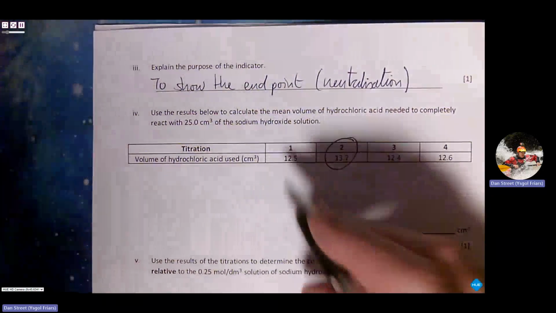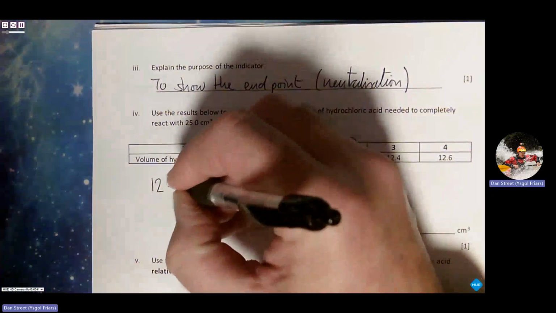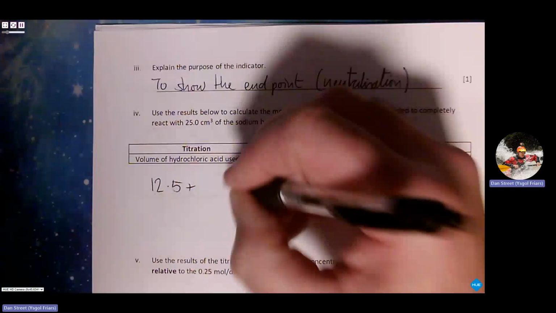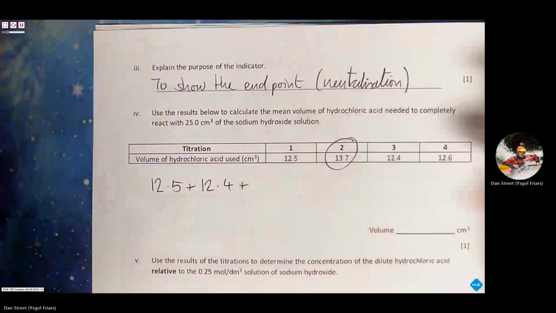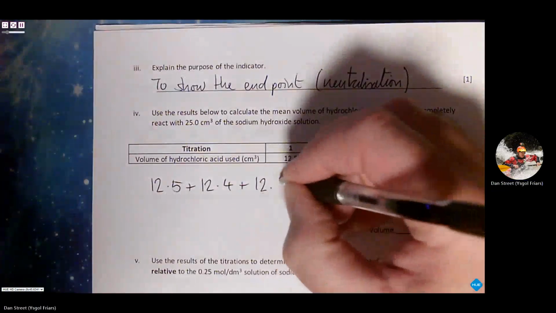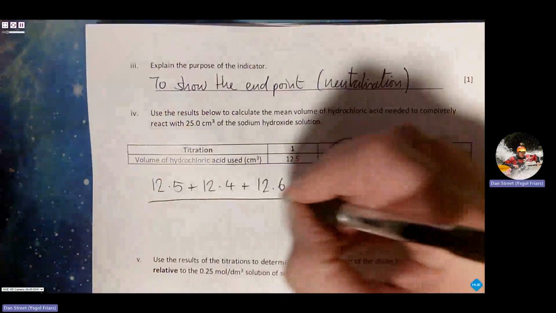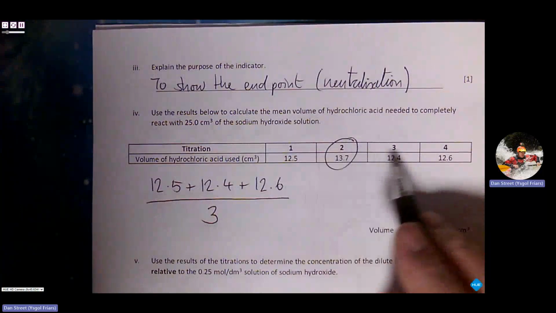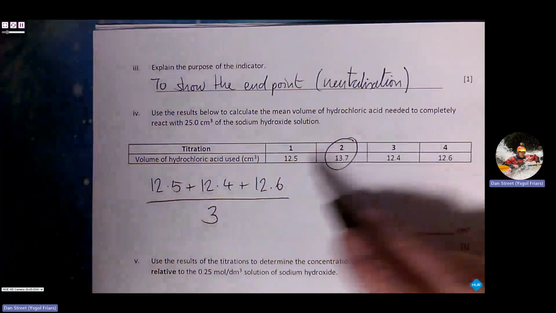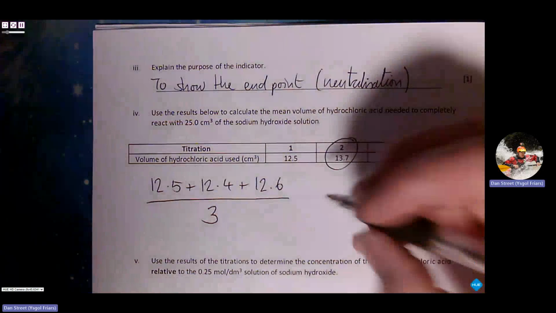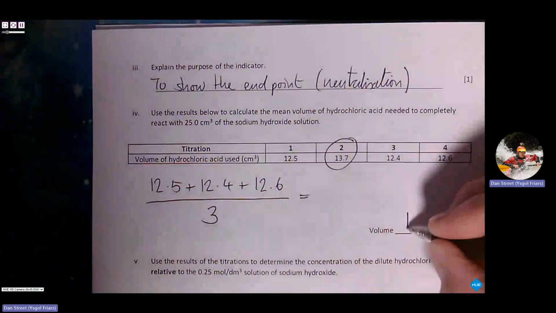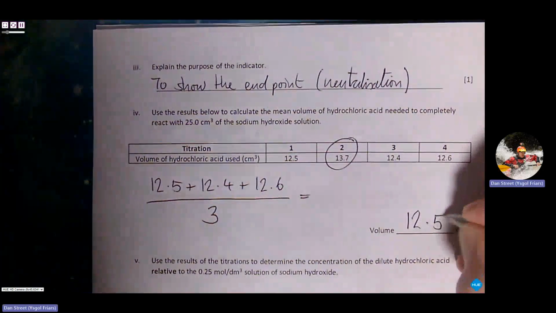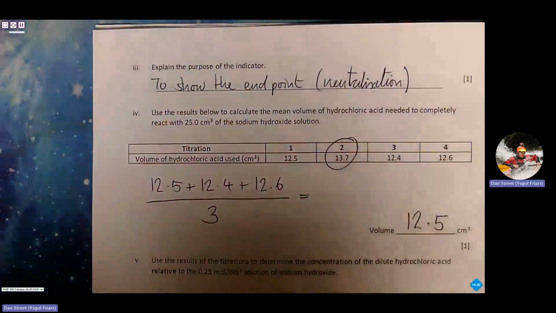Okay, so to calculate the mean, we need to do 12.5 plus 12.4 plus 12.6, and then we need to divide those by 3. But you might notice that actually these 3 numbers are 0.1 apart from each other, so it tells us that the mean is actually 12.5. Okay, so 12.5 is the mean volume of acid required.